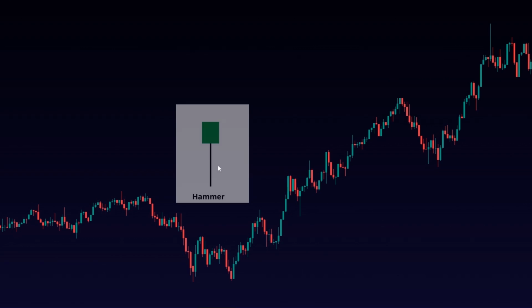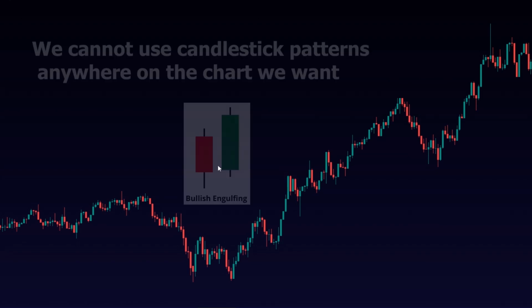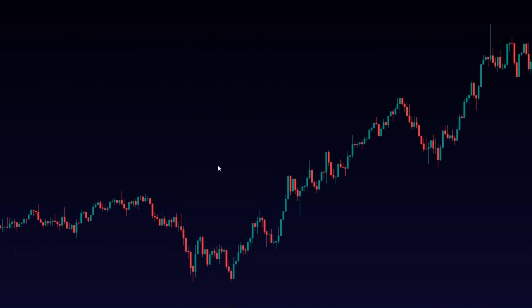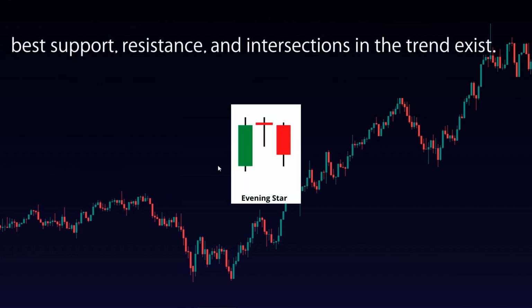Candlestick patterns are valid patterns in financial markets that show the best reaction at the desired levels of support and resistance. We cannot use candlestick patterns anywhere on the chart we want. For optimal performance, they should be used where the best support, resistance, and intersections in the trend exist.